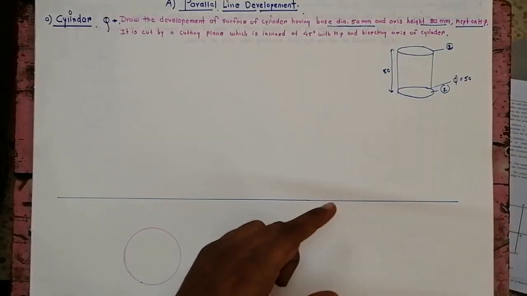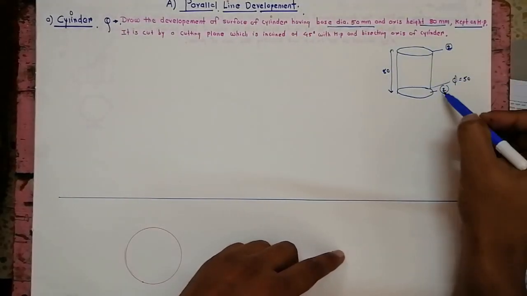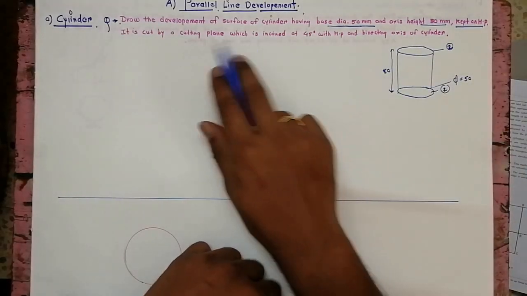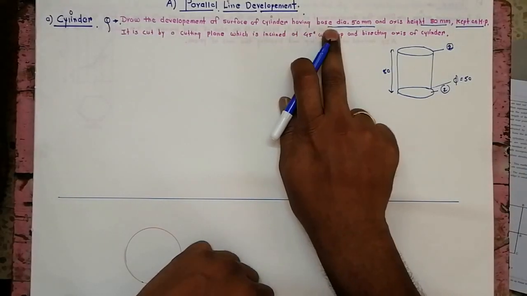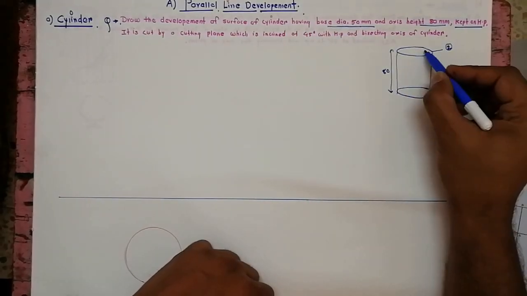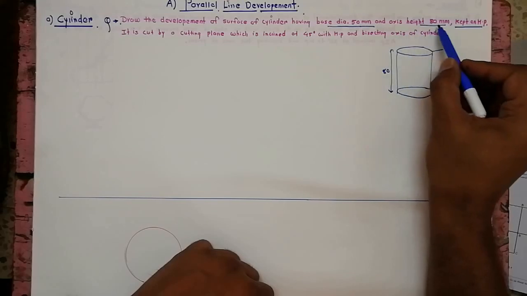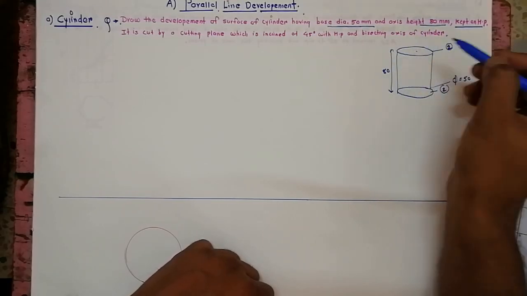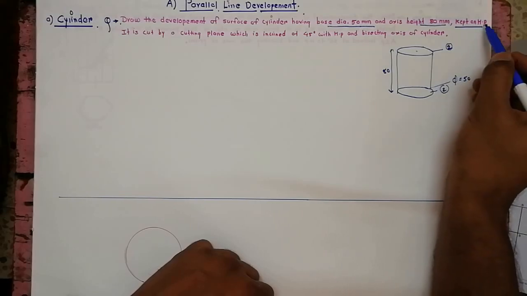I have drawn that cylinder here. It has two circles, one at the bottom and another at the top. We are given that the cylinder has base diameter 50 mm. So this diameter is 50, this diameter is also 50, and the axis height is 80 mm. This is the axis height, from the center. It is kept on HP.